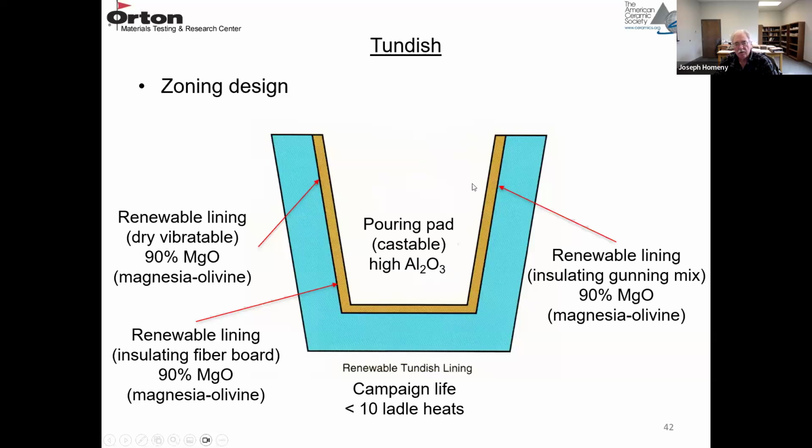parts rather easily from the backup lining, and then a new lining is put in, whether it's one that's vibratable or a fiberboard or a gunning mix.